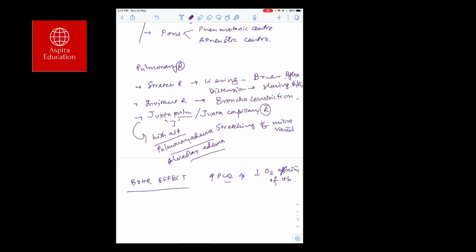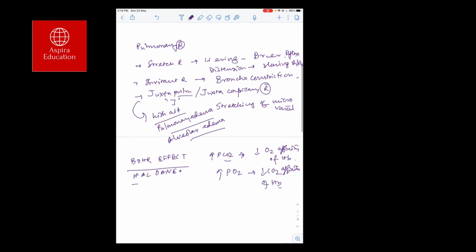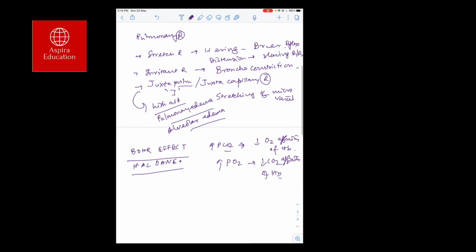So the more acidity, the more PCO2, oxygen binds less with hemoglobin. Then we have the Haldane effect. Haldane effect means increased PO2, leading to decreased CO2 affinity of hemoglobin. So basically, increased PO2 will displace CO2 from hemoglobin. So that is the Haldane effect. The basic Haldane effect is like that.